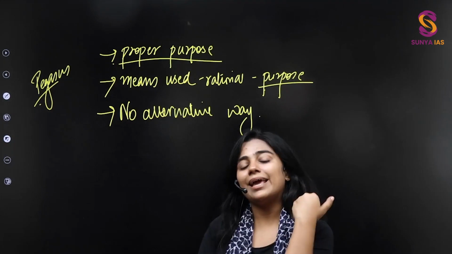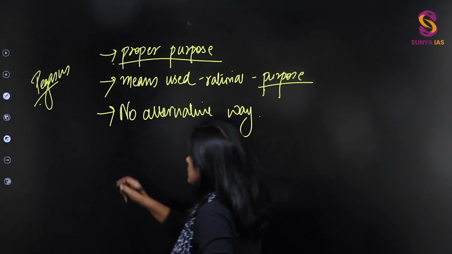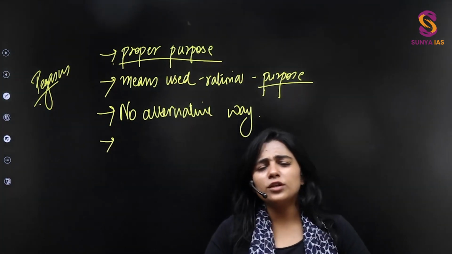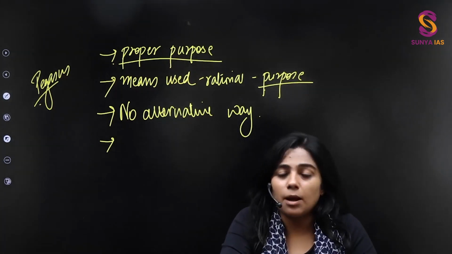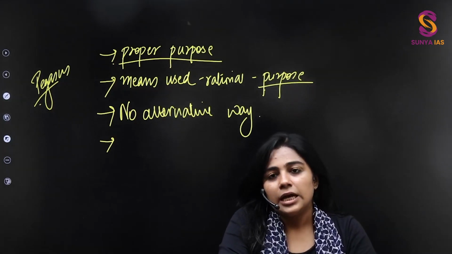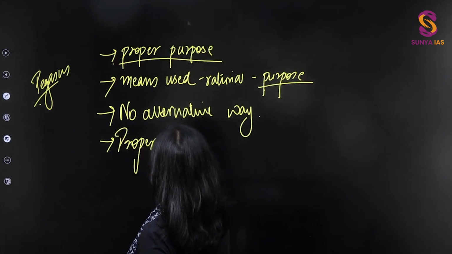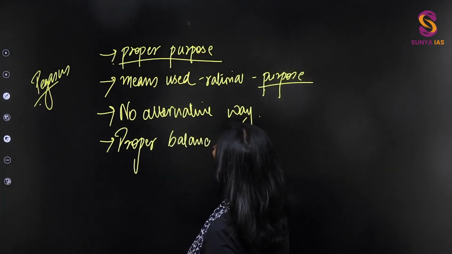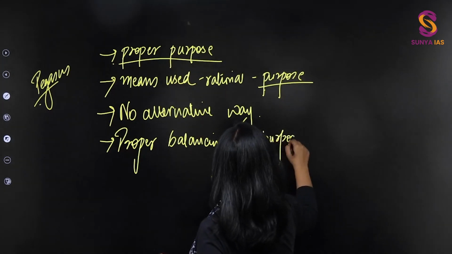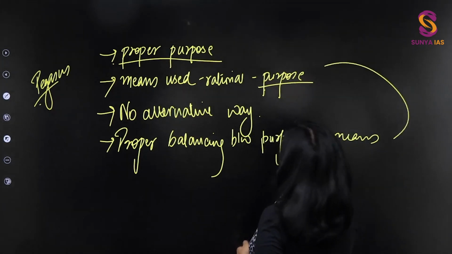Okay, so when secrecy is of utmost importance, let's say in a terrorist case, that is the time you use sealed cover jurisprudence, not for cases like the Ayodhya Ram Mandir dispute, etc. Right? And there has to be a proper balancing between the purpose and means. This is similar to the second point.